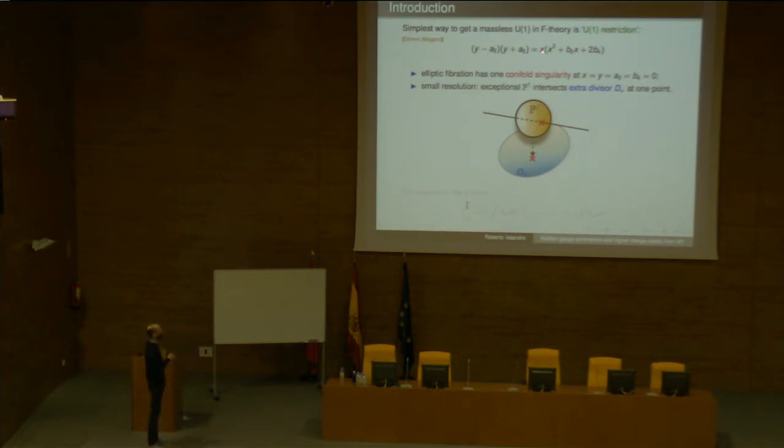The conifold singularity is where all these four factors vanish, that is at x, y, A3 and B4 equal to 0. If one does a resolution, in this case a small resolution, one sees an exceptional P1. This exceptional P1 will be wrapped by an M2 brane. This P1 intersects an extra divisor, on which we expand the C3 form, at one point. So the M2 brane wrapping this, which is charged under C3, gives, in the low energy action, a particle that is charged under the U1 due to this C3. And the charge is given by the intersection between this P1 and this extra divisor.